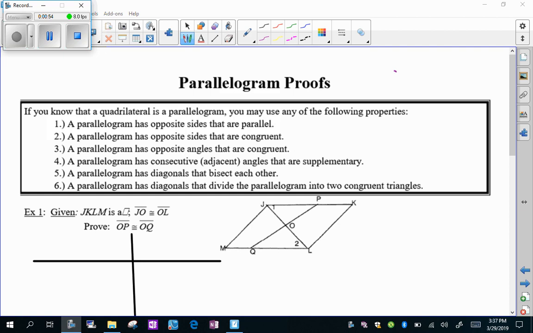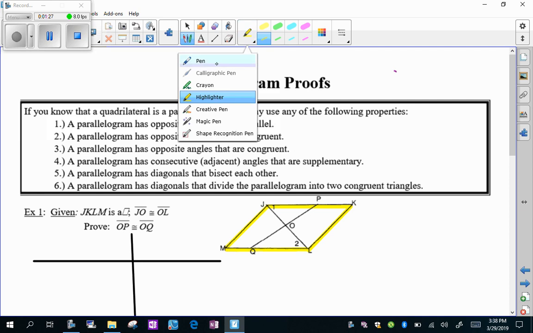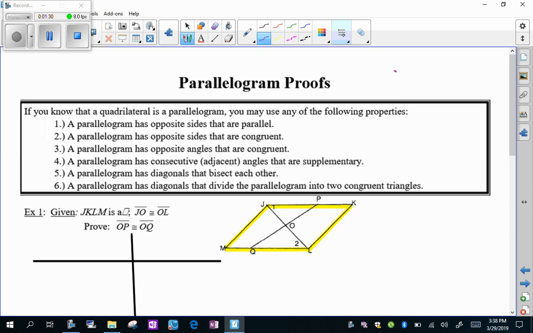Now, let's take a look at number 1. Number 1 says JKLM is a parallelogram, and that's a symbol for parallelogram. So what I'm going to do, and what you should do, is highlight that. If you're a person that likes to use different colors, now might be a good time for you to pause the video and get those colored pencils or highlighters out. Okay, the second piece of information that's given to me is that JO is congruent to OL. So I'm going to mark that.